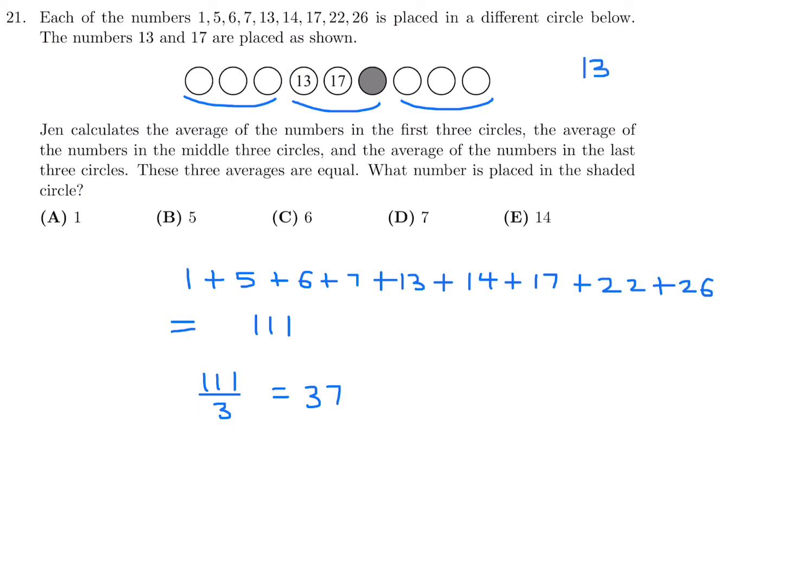So that means 13 plus 17 plus that circle, let's say x, is 37. And therefore, x is 7. So this number that goes in the shaded area is 7. And just for the sake of completeness, you can make the other ones 5, 6, and 26. That will add up to 37. And 1, 14, and 22. That will add up to 37. And when you take the average of those, they will all be the same. So number 21, the answer is 7. That's choice D.